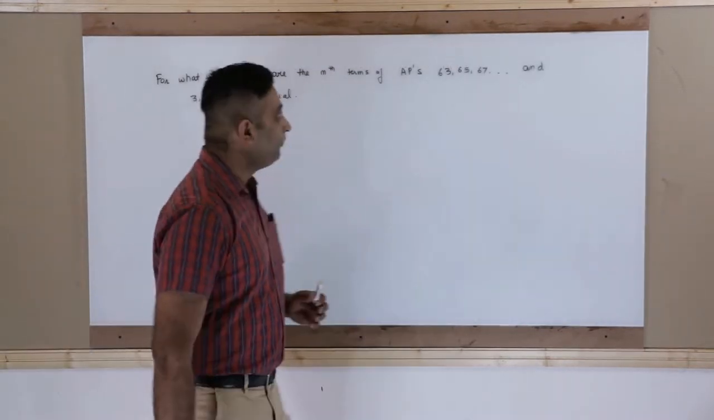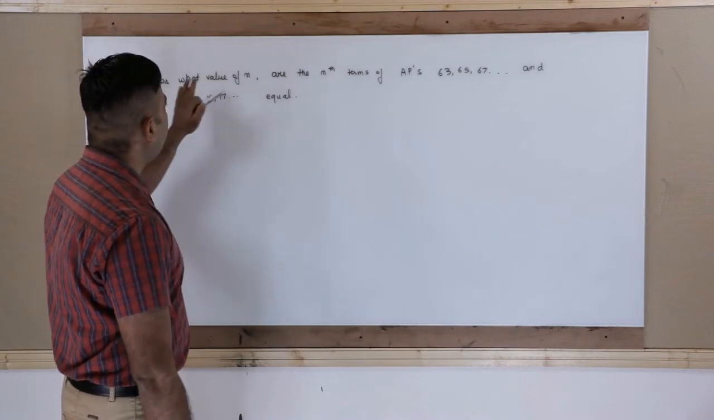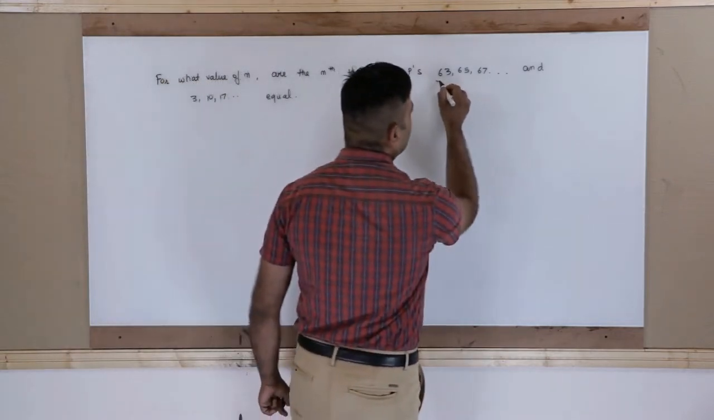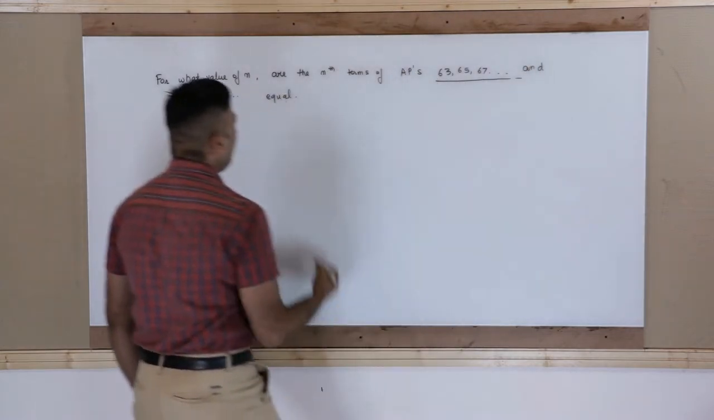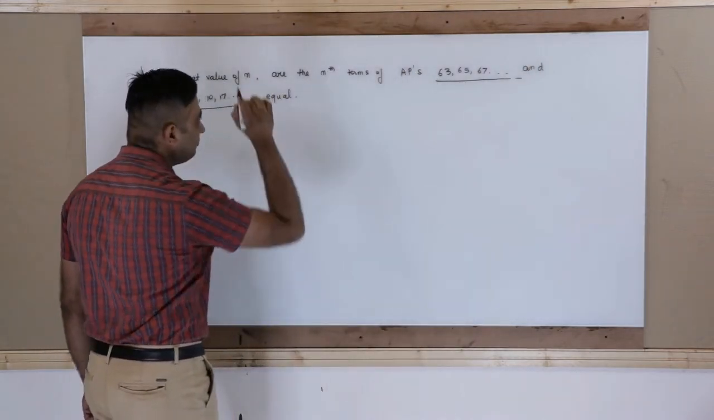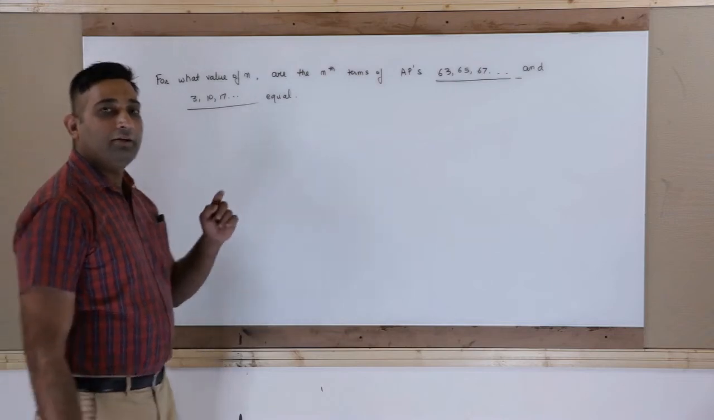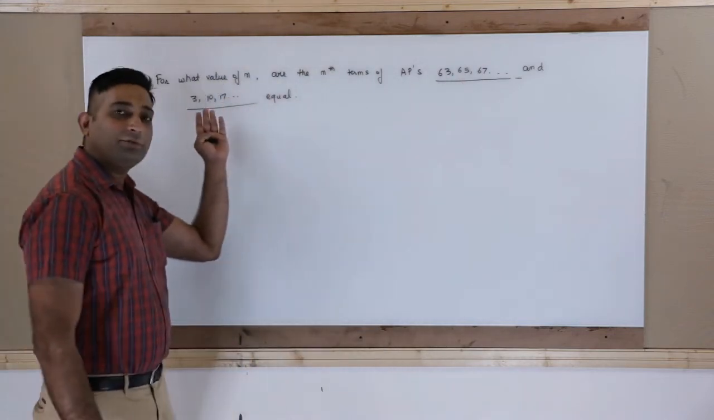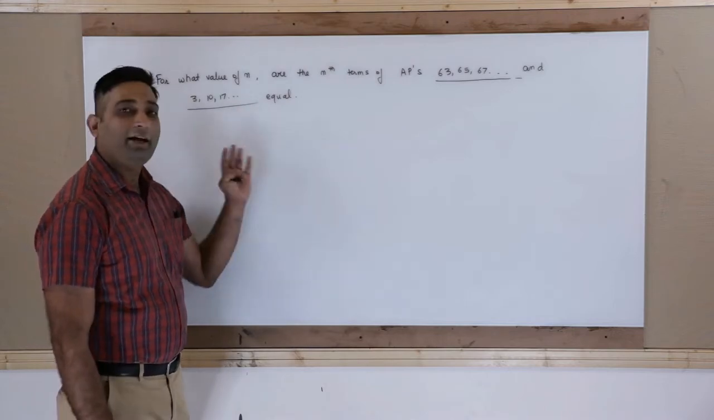Dear students, let us do one more problem. For what value of n are the nth terms of the APs 63, 65, 67 and so on and 3, 10, 17 and so on equal? We have to find the nth term of this AP and the nth term of this AP and equate them to find the value of n.